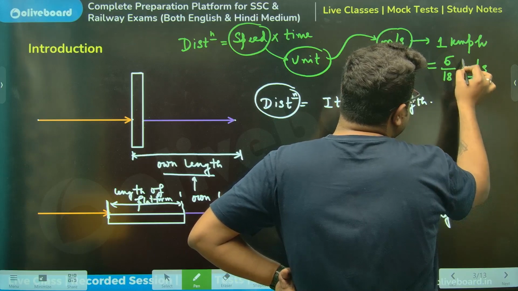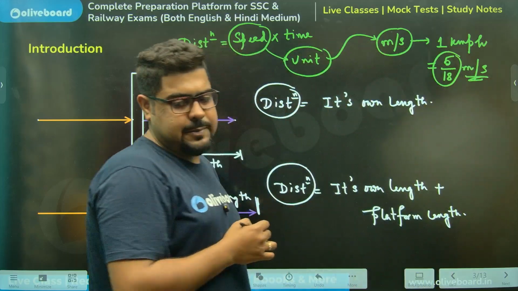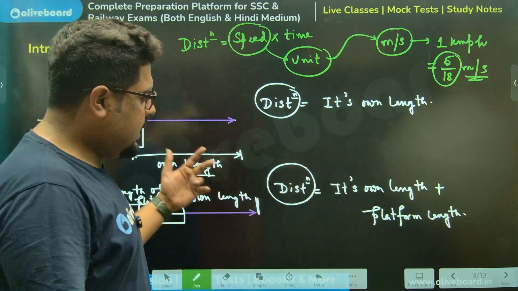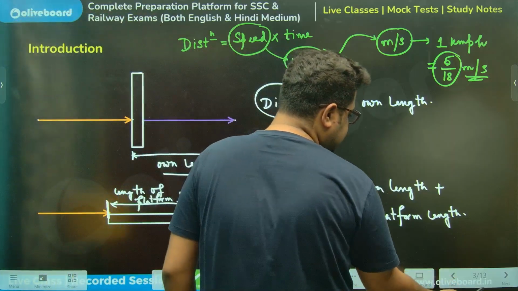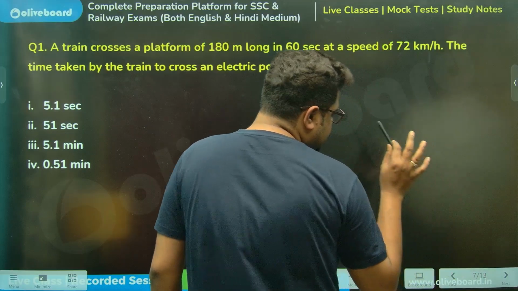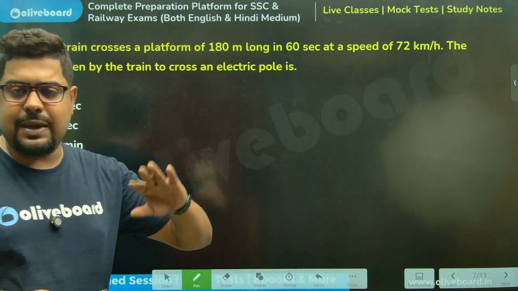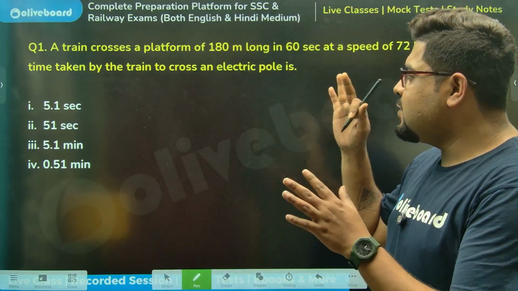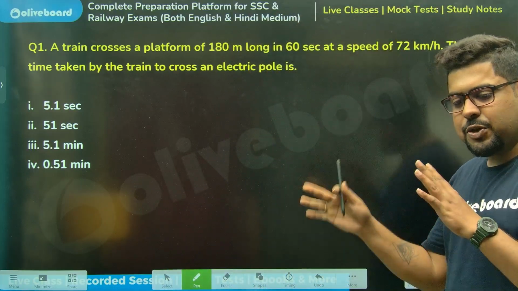So you multiply this by this factor of 5 by 18, if you don't know already. Very simple, right? So again, with this in our mind, let us start solving a few questions. We can solve questions either by making equations, or by using some concepts. Well, I'll show you both.